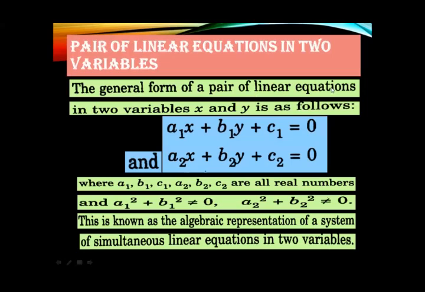Now, the general form of a pair of linear equations in two variables x and y is as follows: a1x plus b1y plus c1 equal to 0 and a2x plus b2y plus c2 is equal to 0. These two linear equations in variables x and y together form a pair of linear equations, where a1, b1, c1, a2, b2, c2 are all real numbers and a1 square plus b1 square should not be equal to 0, a2 square plus b2 square should not be equal to 0. This is known as the algebraic representation of a system of simultaneous linear equations in two variables.